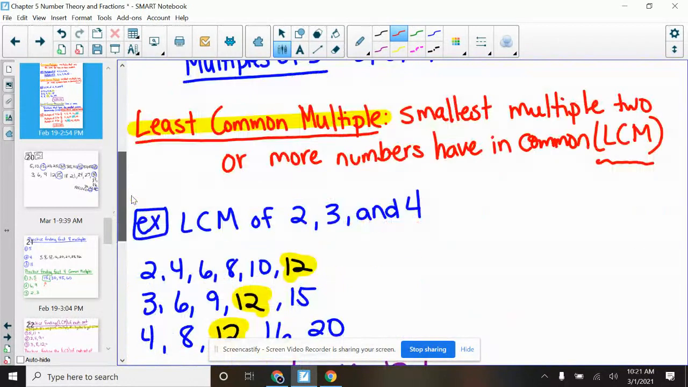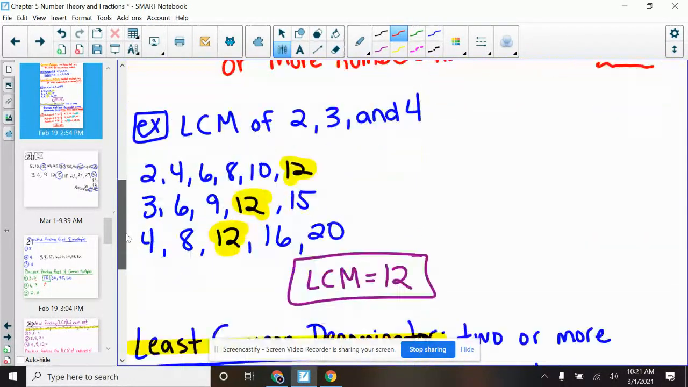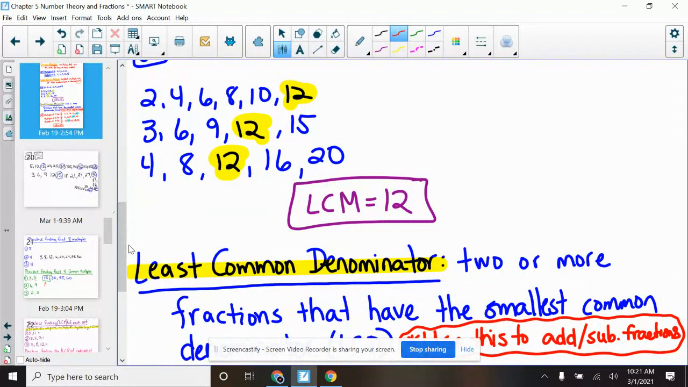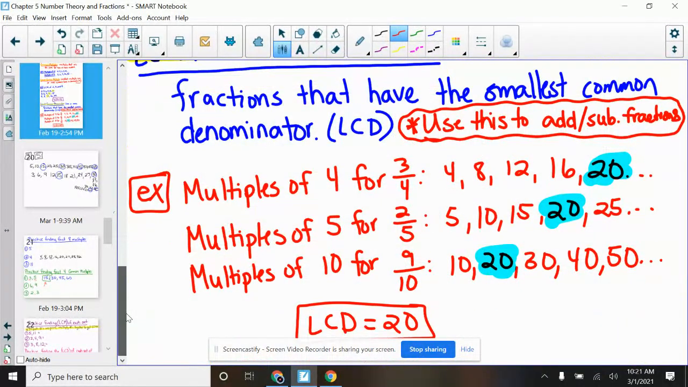So let's look at the example. And I know some of you are trying to write all this down, and I'm jumping around because I don't want you writing it down. I want you listening and learning. So let's look at this example, okay?